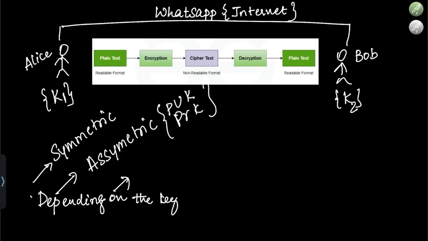Then we have one more type of cryptography, that is called hash functions. It converts the data into a fixed length hash, which is used for verifying data integrity. So these are the basic types of cryptography. Now we'll understand the history of cryptography.